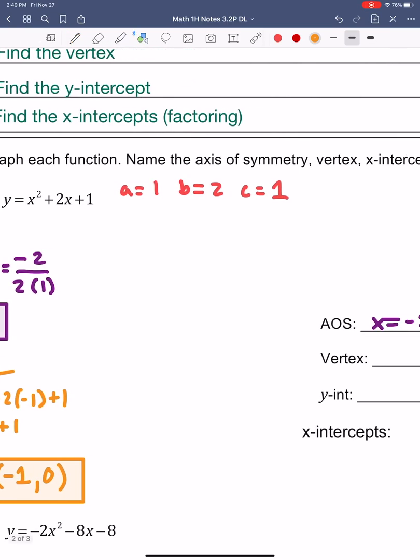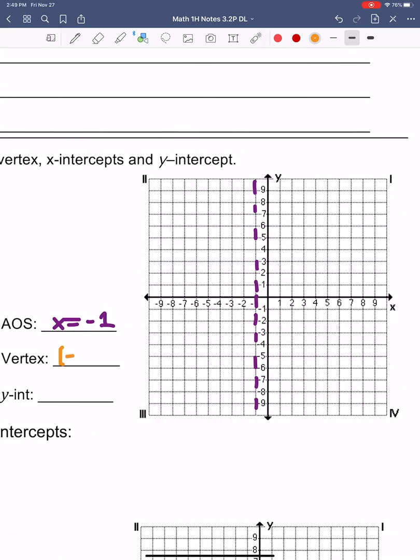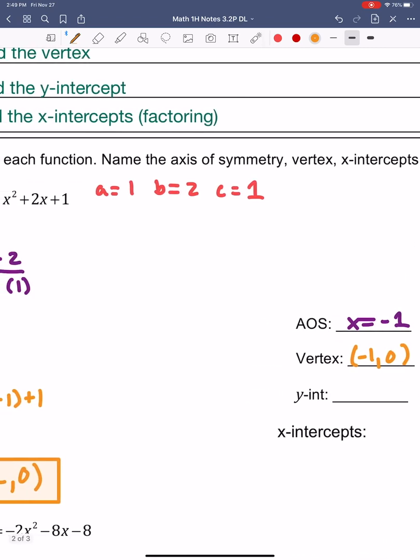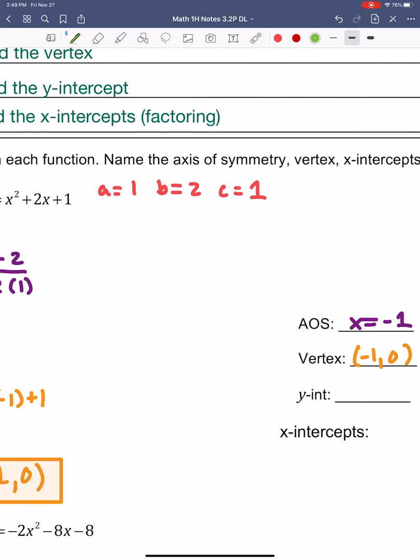And then I can go ahead and punch this in on my graph here. So that's at negative 1, 0. And that's going to actually put me right here on the x-axis this time. Okay, so we're on our axis of symmetry, of course, because the vertex will always be somewhere on that dotted line. And this one ends up on the x-axis, so that's a little bit different. All right, we'll go find the y-intercept. That's next in our steps here.